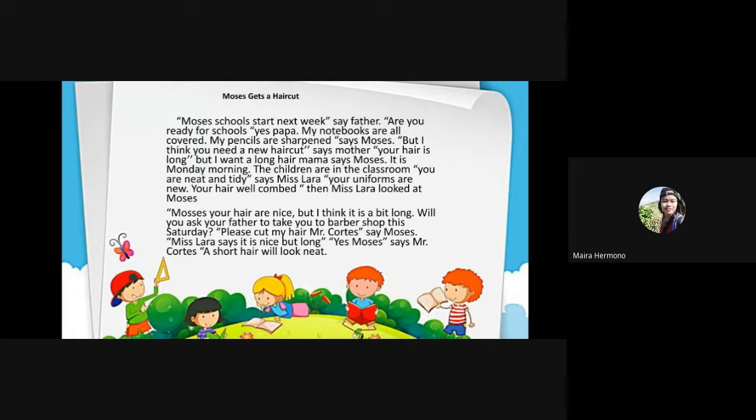It is Monday morning. The children are in the classroom. You are neat and tidy, says Miss Lara. Your uniform are new. Your hair will come. Then Miss Lara look at Moses. Moses, your hair are nice, but I think it is a bit long. Will you ask your father to take you to the barber shop this Saturday? Please cut my hair, Mr. Carter, says Moses. Miss Lara say it is nice but long. Yes, Moses, says Mr. Cortez. A short hair will look neat.